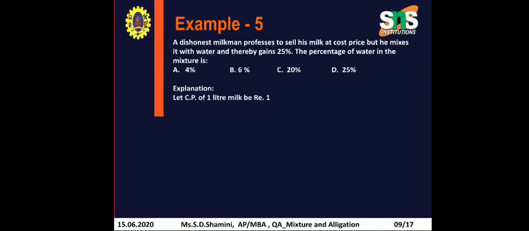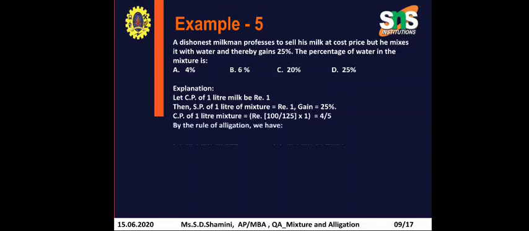So let the cost price of 1 liter of milk be ₹1. Then the selling price of 1 liter of mixture equals ₹1, and the gain is 25%. So the cost price of 1 liter of mixture equals 100 divided by 125 into 1, which gives you 4/5. By the rule of alligation, the cost price of 1 liter of milk is on the left hand side, and the cost price of 1 liter of water is on the right hand side. So the prices are ₹1 and ₹0. So the mean price is ₹4/5.